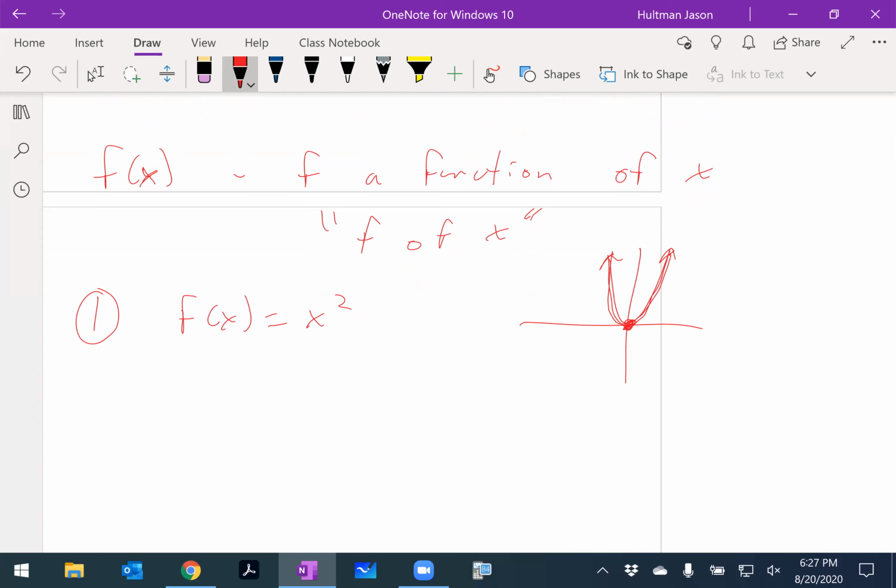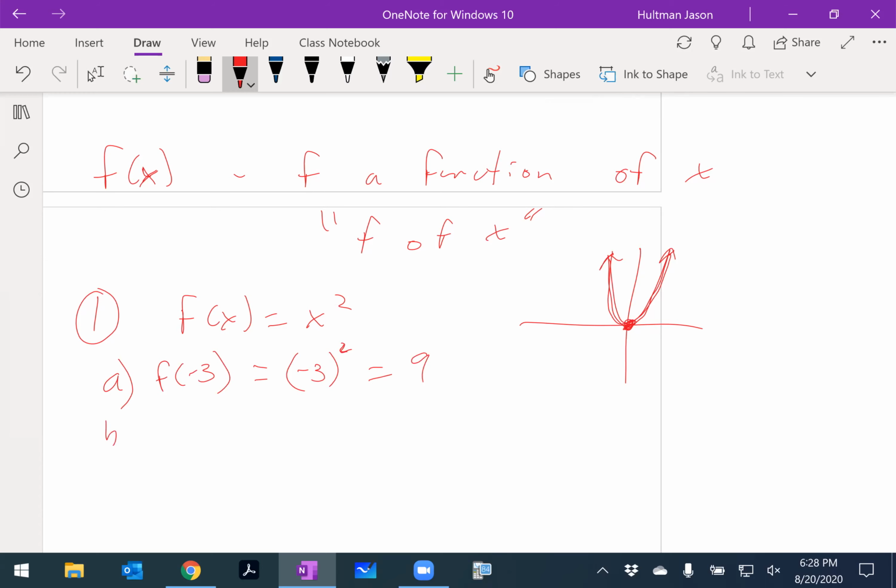Move this up real quick. There we go. Okay, let's evaluate this function. So f of -3, what would f of -3 be? Well, that would be -3 quantity squared, which is 9. So when x is -3, the output is 9.